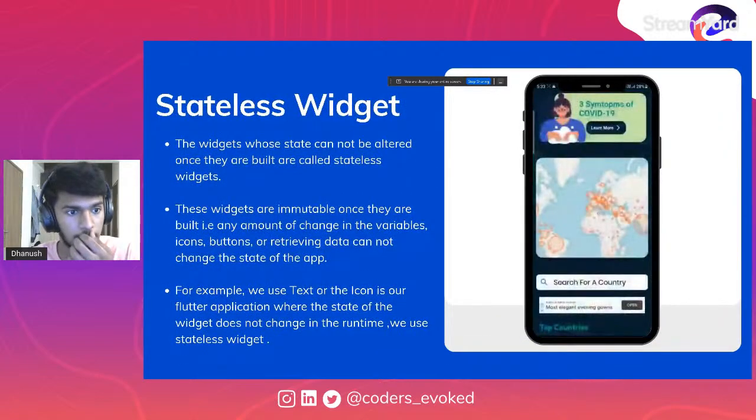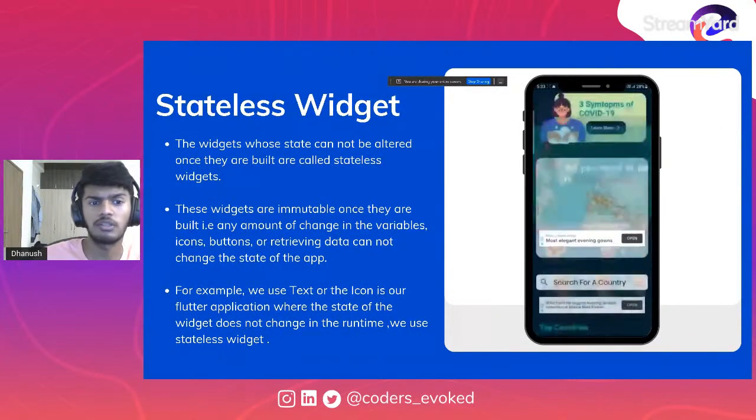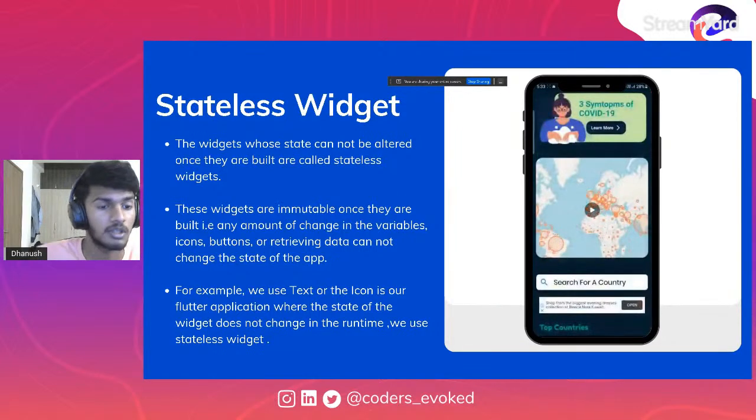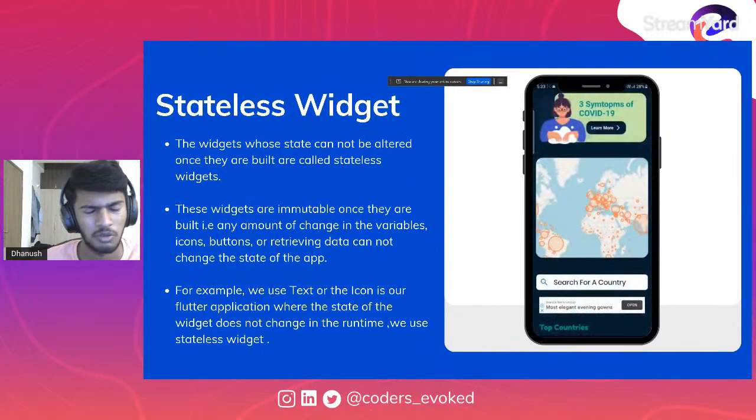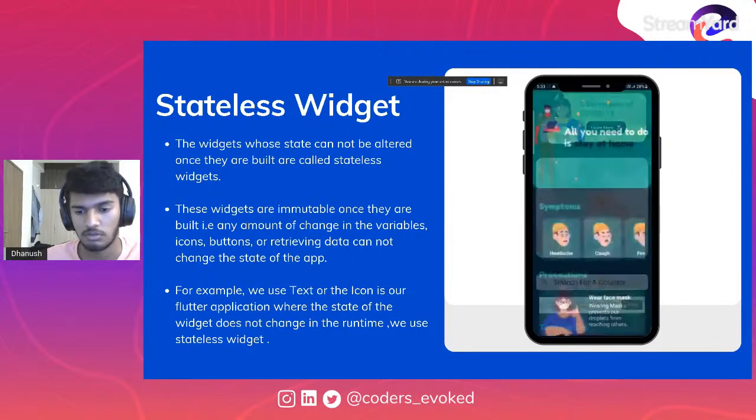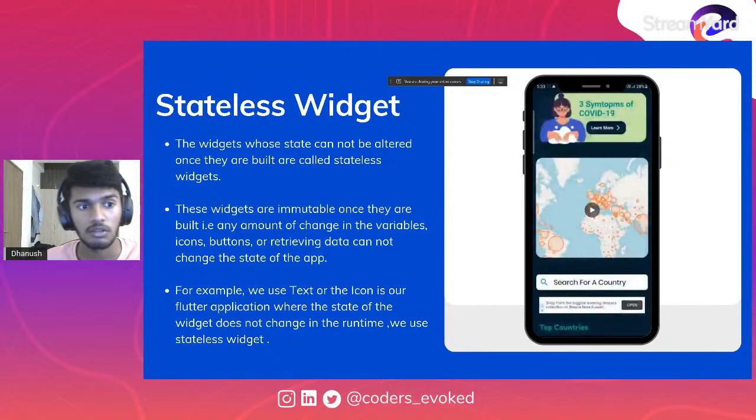Now, stateless widgets. Stateless widgets are ones that cannot be altered once the state is built. These states are basically immutable, and they cannot bear any change in the variables. So say, for example, we use a text or an icon in our application where the state of the widget does not change at runtime. We use a stateless widget. Take the example on your right: a screen where you just need to navigate between pages. You don't want anything on the screen to change, you just want to navigate. In those kinds of use cases, we use a stateless widget.